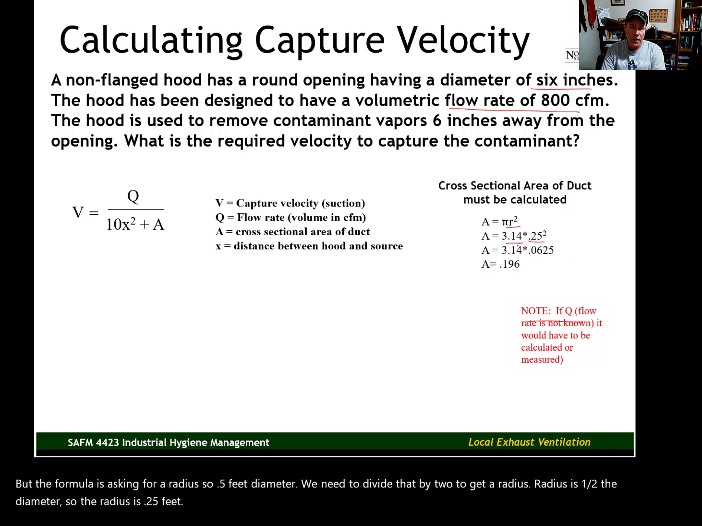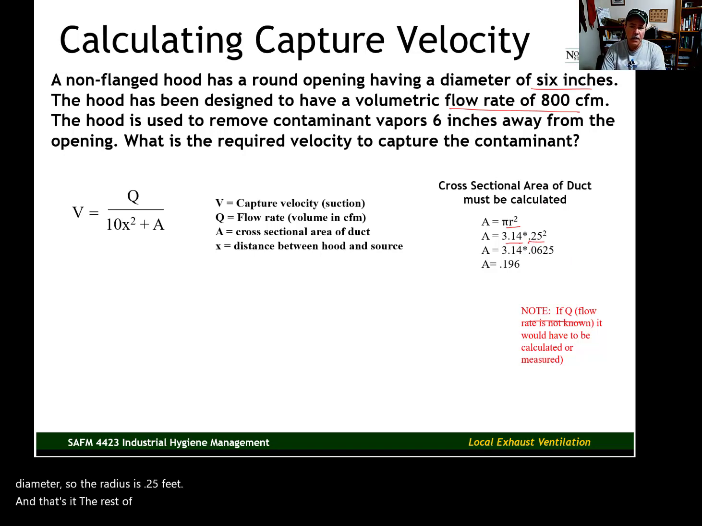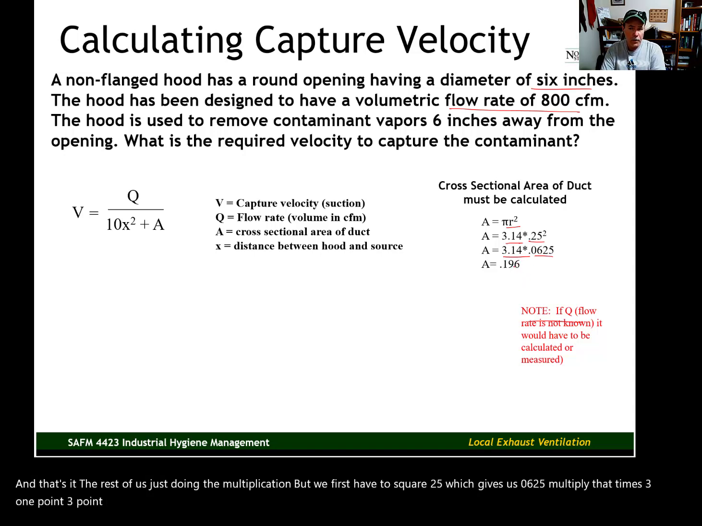And that's it. The rest is just doing the multiplication. Now we first have to square 0.25, which gives us 0.0625. Multiply that times 3.14 that we're using to represent pi. And our area is 0.196 square feet, our cross-sectional area.